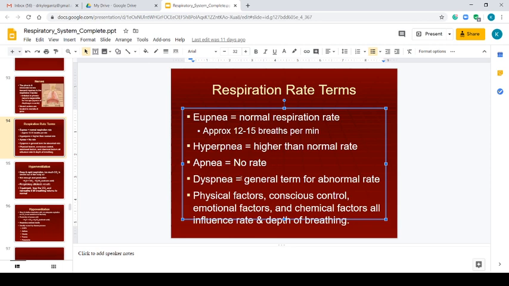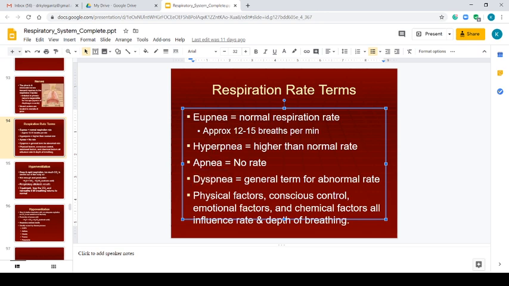Dyspnea is the general term for the abnormal rate. All right. So if we are abnormal, we have dysfunction, dyspnea. So normal, too high, none, just a general abnormal. It ain't right. Okay, fast, slow, no, it doesn't matter. They're going to say it's this, and then they'll qualify it as one of these.